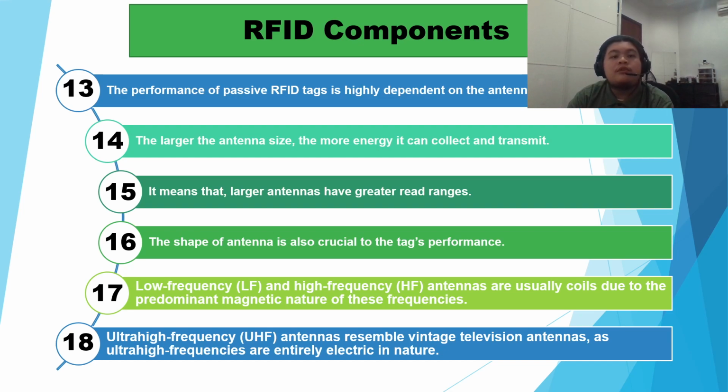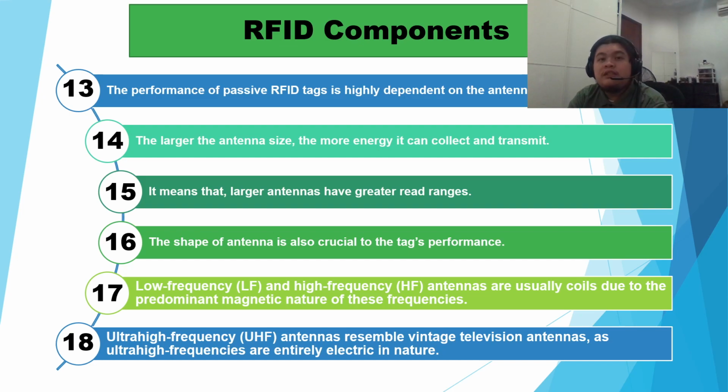Mostly, the performance of passive RFID tags is highly dependent on the antenna's size. The larger the antenna size, the more it can collect and transmit and receive data. It means that larger antennas have greater read ranges. The shape of the antenna is also crucial to the tag's performance.